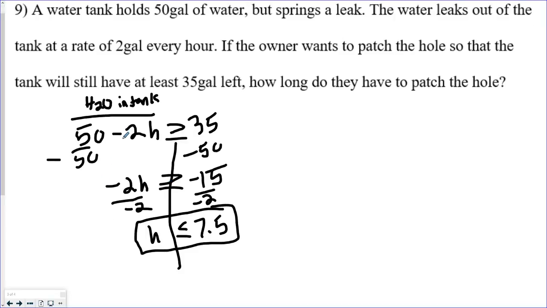So remember, losing or leaking is a subtraction problem when you put it in as an equation. So you start with 50, you lose or subtract 2 gallons every hour, and then this cannot be less than 35. So it can be more than, it can be equal to, it just cannot be less than 35.